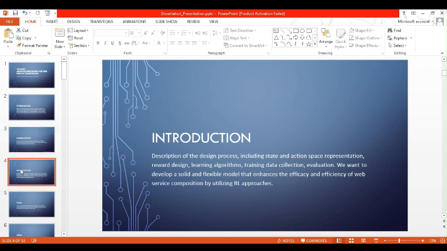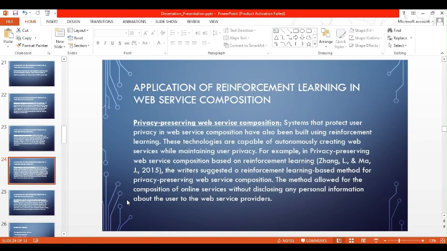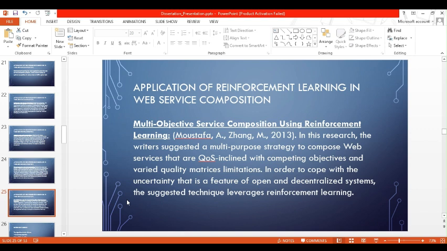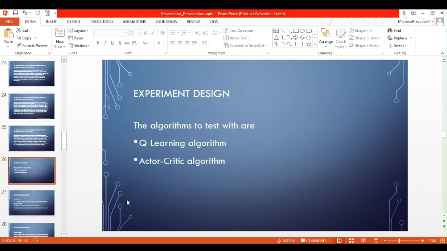Also, in my design, I will be stating out the different paths, should I say, states, the actions, having web service composition, and multi-objective service composition. This is one of the recent studies on the use of reinforcement learning for web service composition. However, this is multi-objective service composition, though. Then we'll move down to our experiment design.